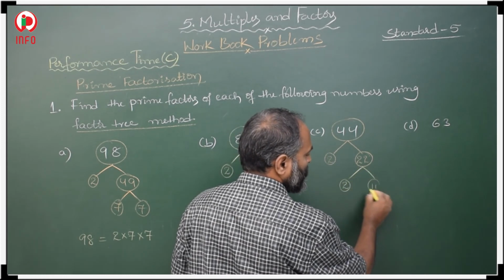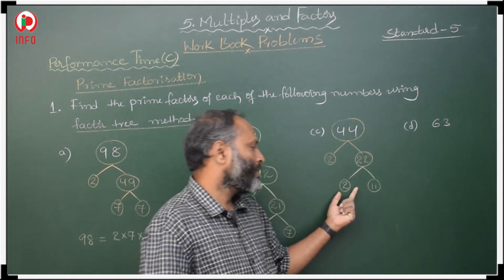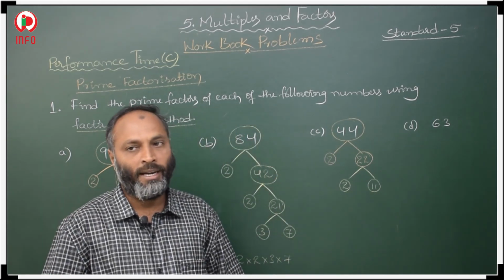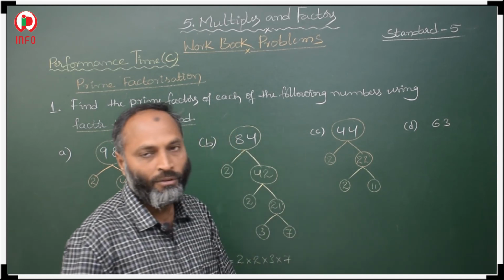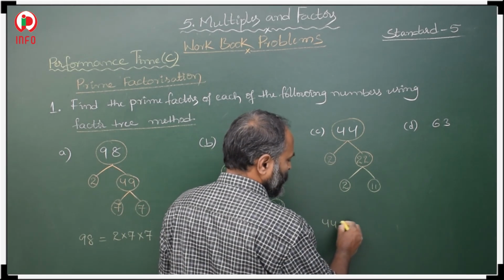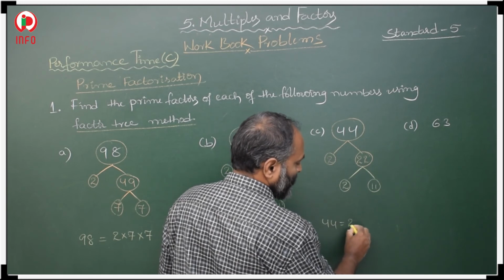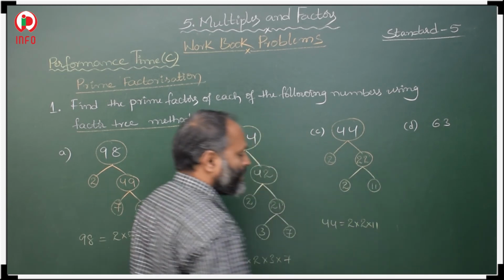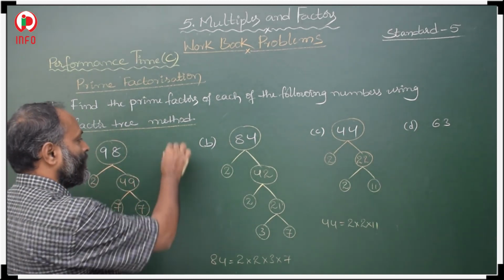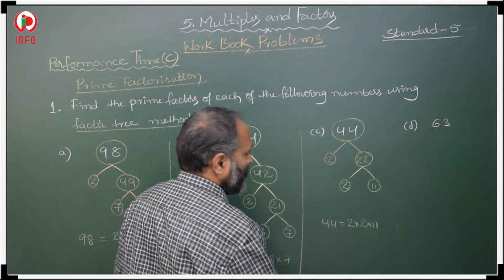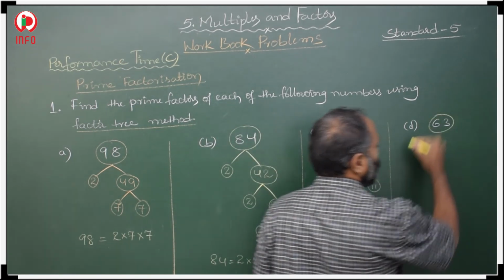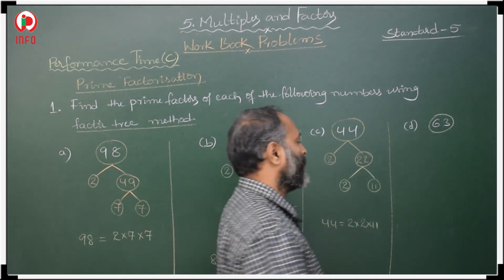2 elevens. So, once you check here, what about this 2 and 11? 2 is a prime number and this 11 is also a prime number. Then we cannot break this 2 and 11, so we stop here. Now, we have to write 44 as a product of prime numbers. 44 is equal to 2 into 2 into 11. So this method is called the factor tree method. This is the first question, this is the second question, this is our third solution. Next, the fourth: 63. How to split this 63 into two factors?